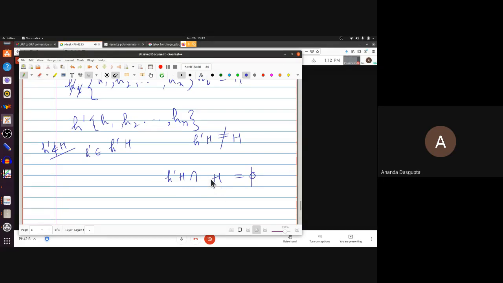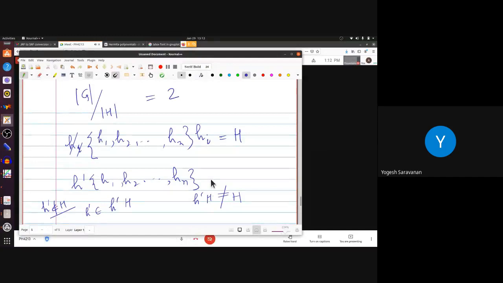But how many elements does H prime H have? The same number of elements as H. So what can they be? It should be the other coset. Look, G has 2n elements, H has n elements. The n elements which are in capital H cannot be in H prime capital H. So these are the elements that are in G which are not in H. So H prime H has to be those elements of G which are not in H, G set minus H in this case.